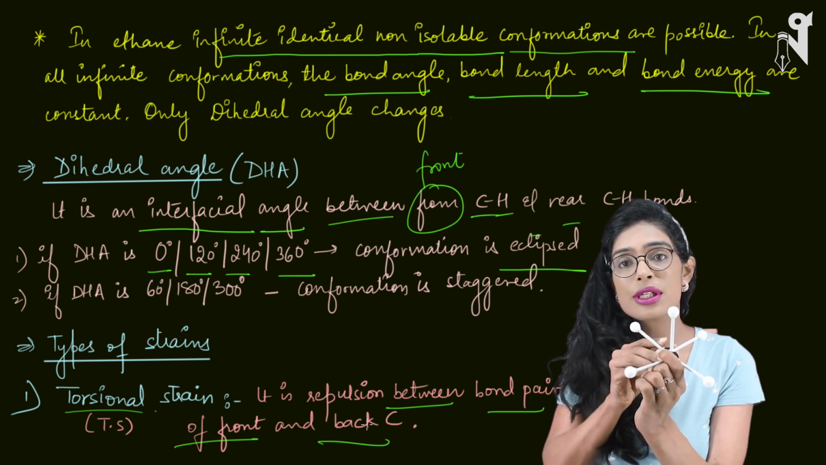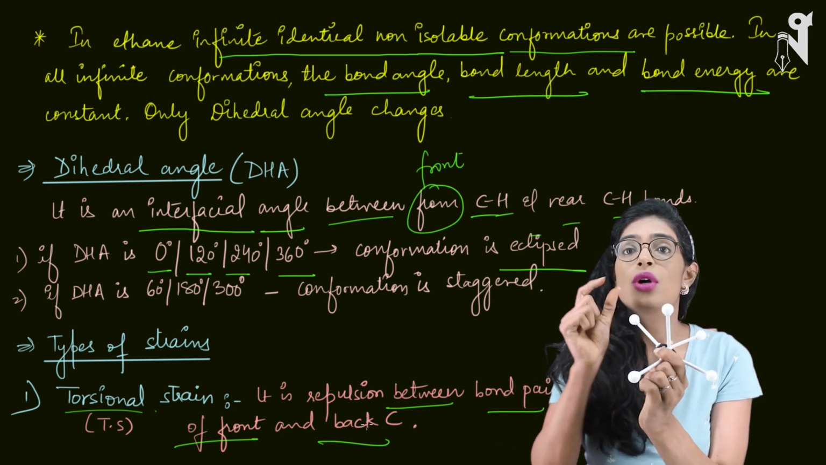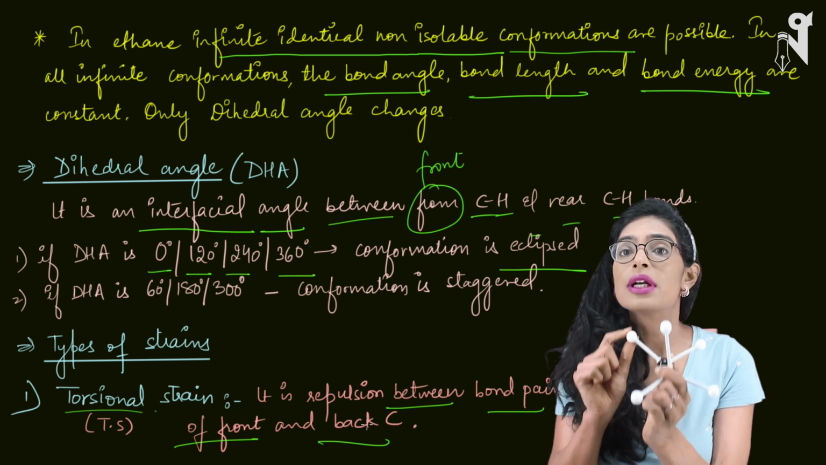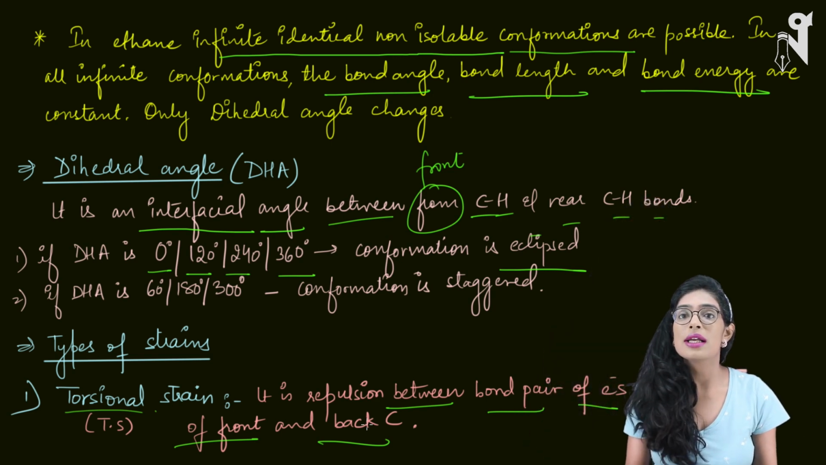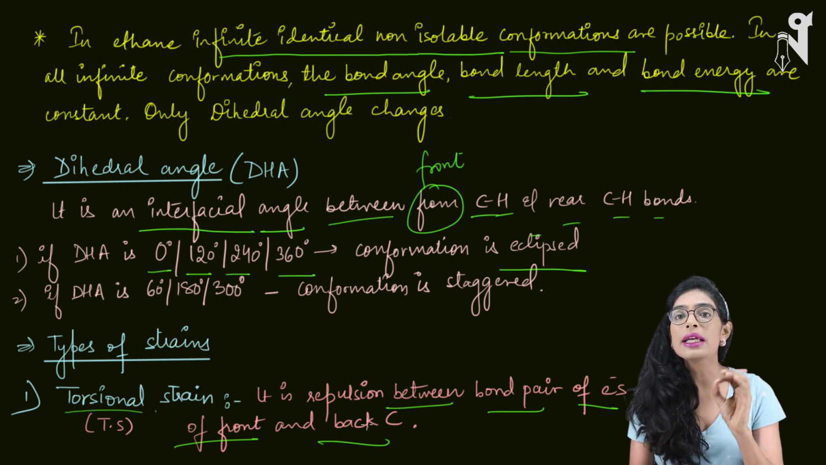Whereas if I rotate it to 60 degrees, now what is happening? There is a little gap between one bond pair of electrons and another pair of electrons. So in this form, the torsional strain will be relatively lesser. The farther the bond pair electrons are, the lesser the torsional strain will be. Torsional strain can also be represented by Ts.